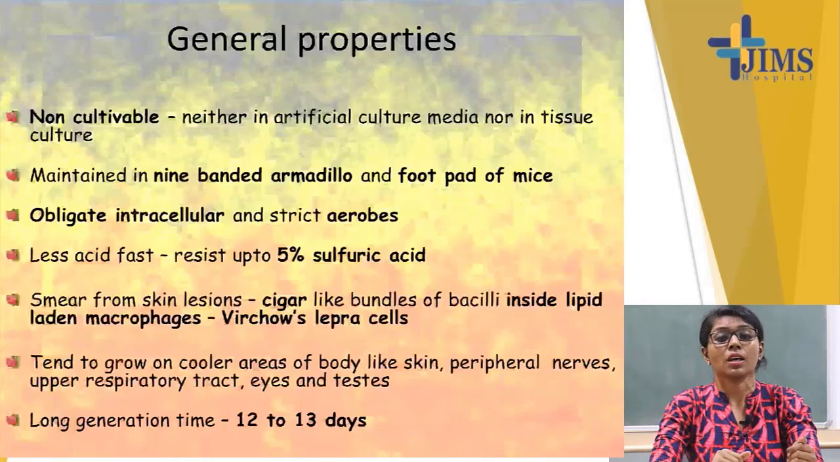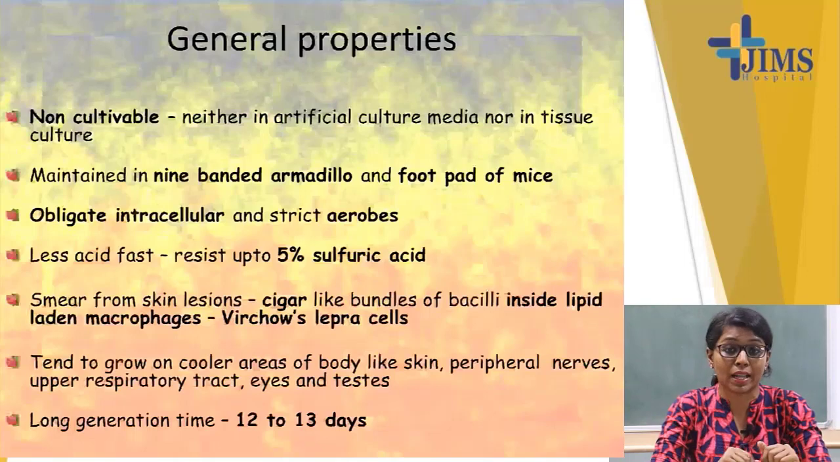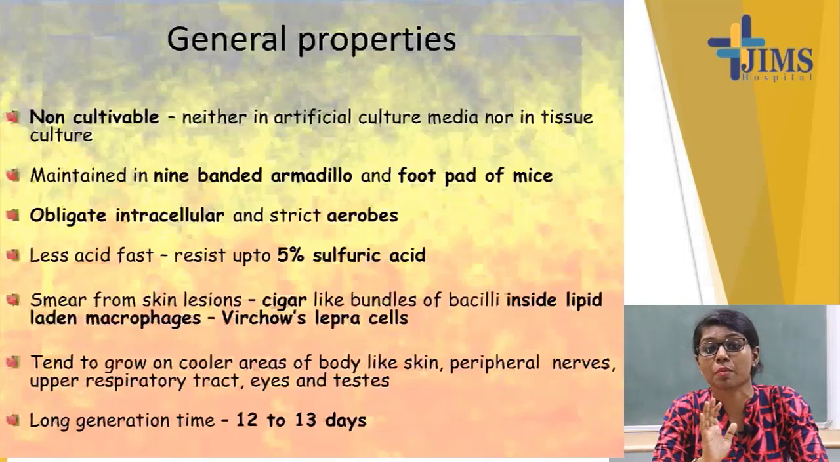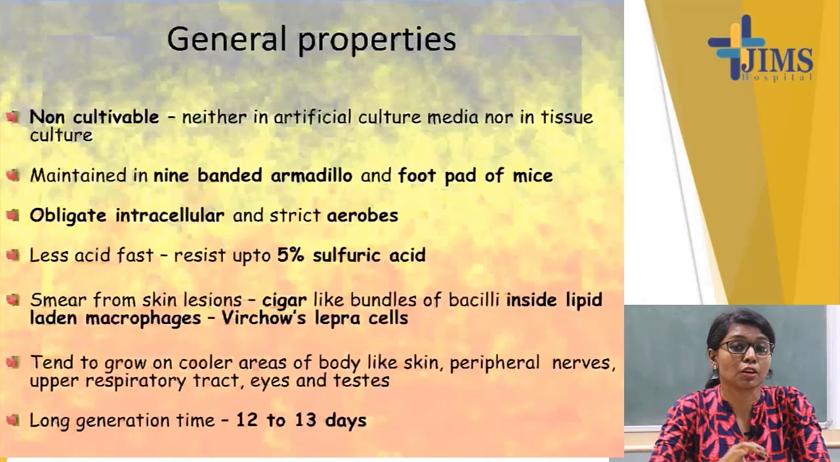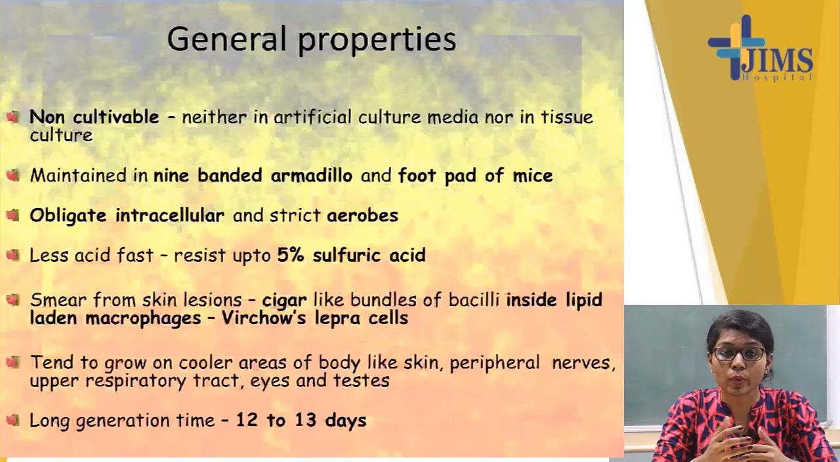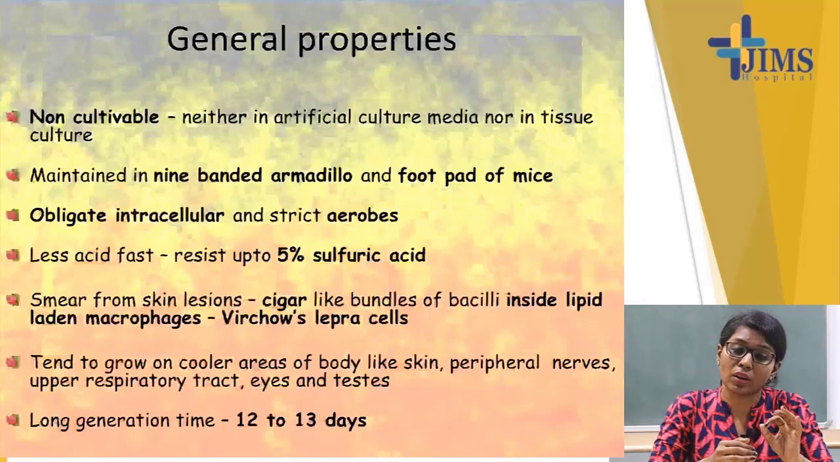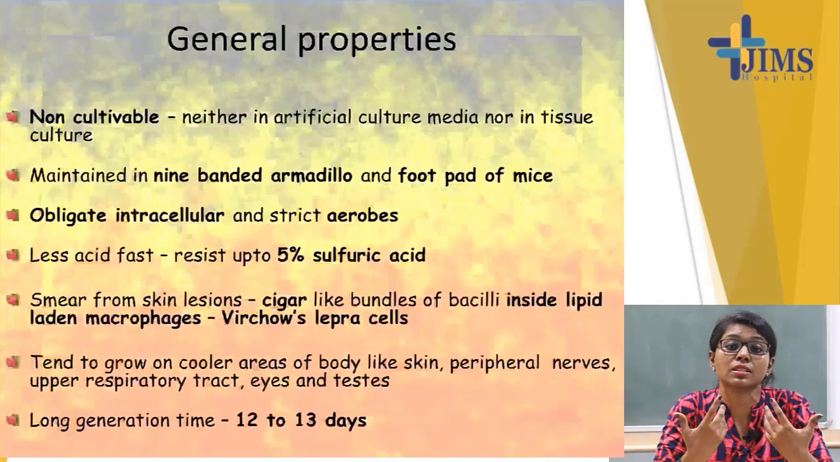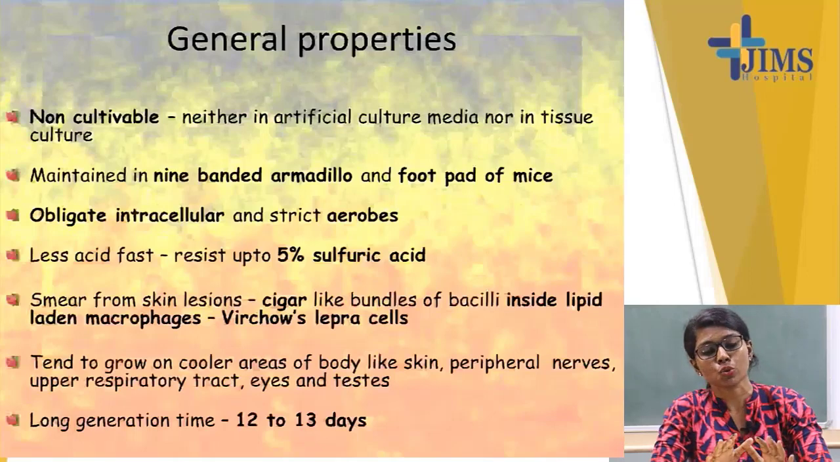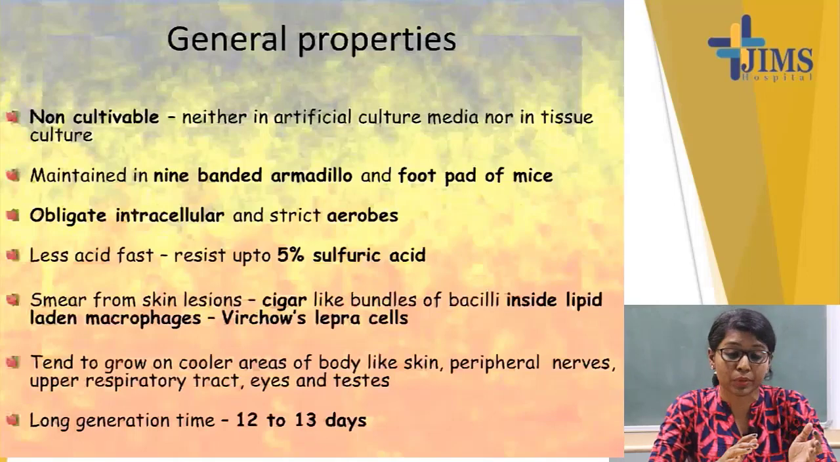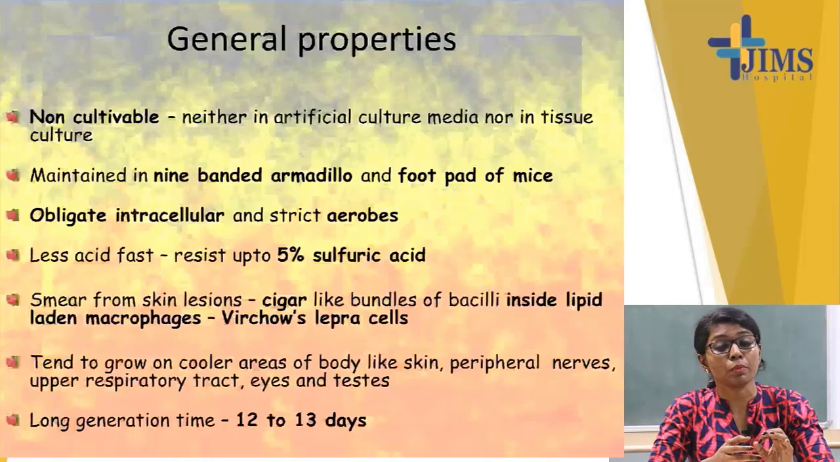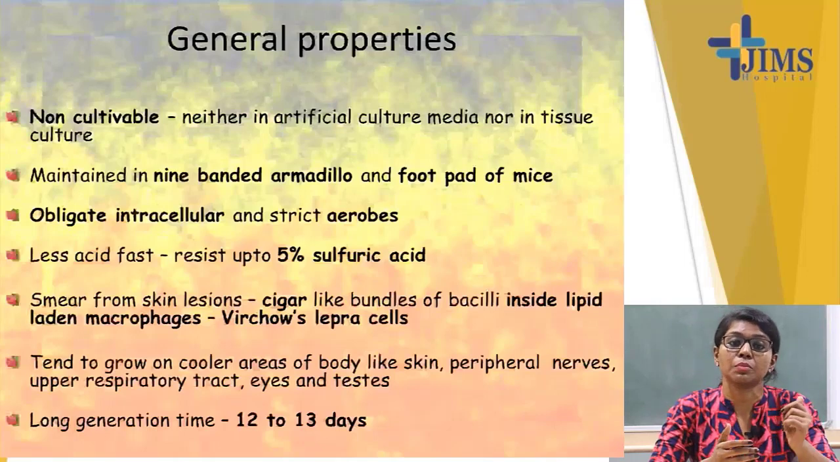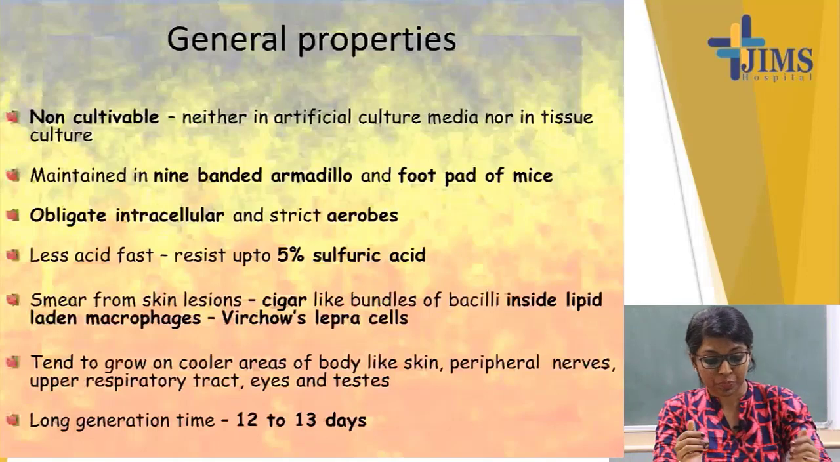So where to make them grow? There is an animal named the 9-banded armadillo, or we can also make it grow in the foot pad of mice. Now how to do it? We are just going to inoculate the leprae bacilli into them, and we are going to observe the infection that it manifests. How can we see it? Usually it will show lepromatous leprosy in both the animals, in the foot pad of mice and also in the 9-banded armadillo.